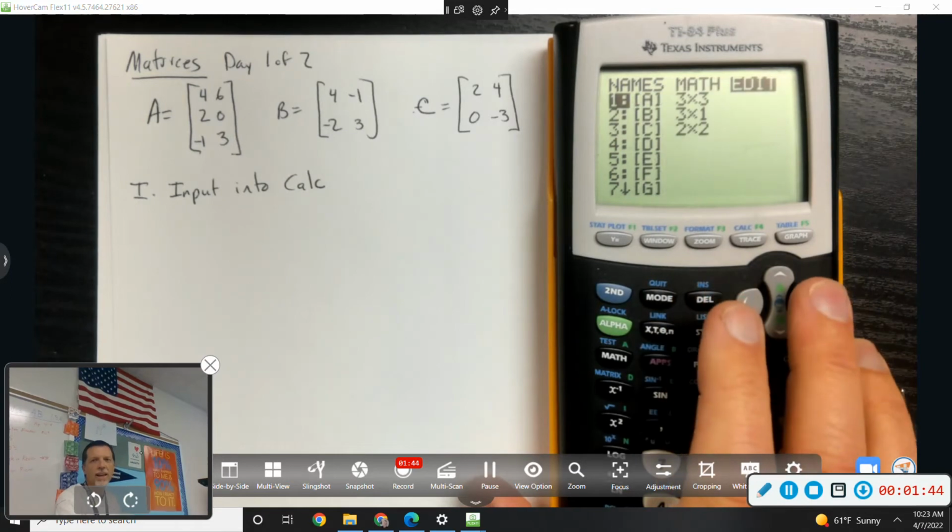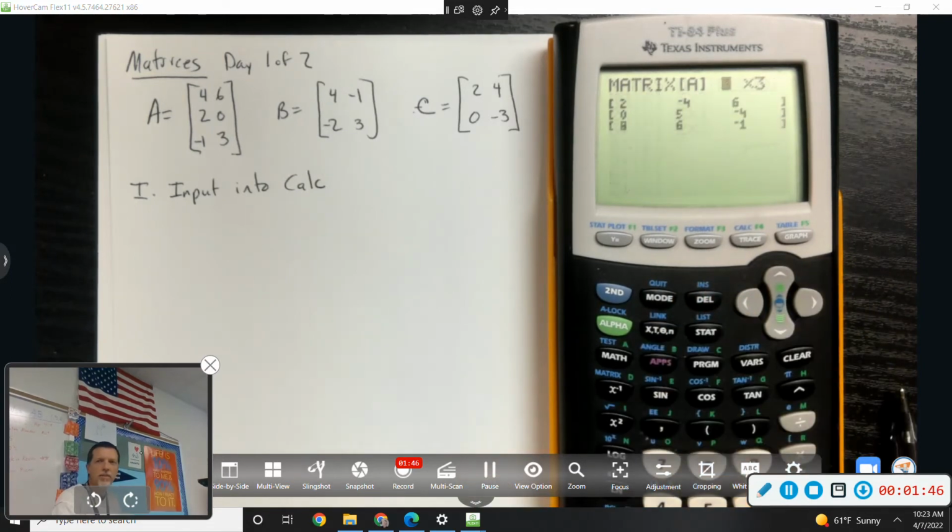We want to edit. So we want to edit matrix A. Matrix A is not a 3x3 matrix. That's in there from last period. Edit is across the top. Scroll over to edit. And then hit enter for edit A.